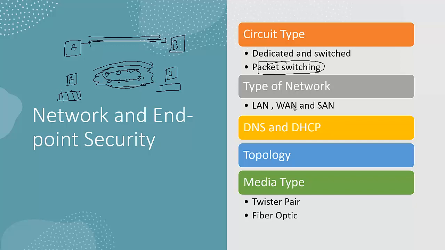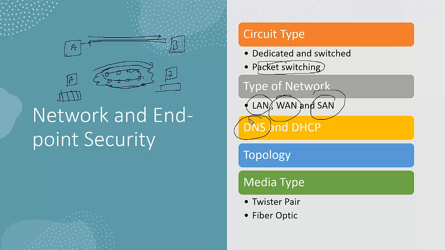You also need to understand the different types of networks, like LAN, which is basically a group of computers within the organization; a group of systems over the internet is called a WAN; and accessing storage over the network is called a SAN. DNS is a service which translates name to IP and IP to name.